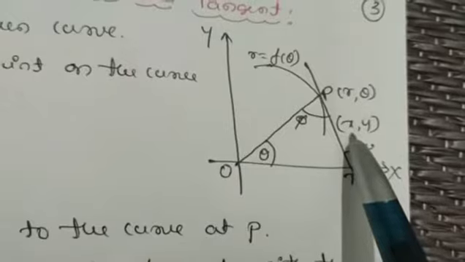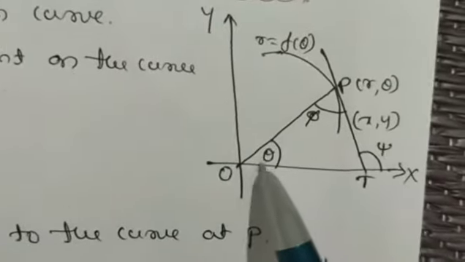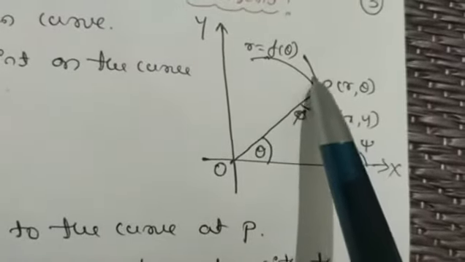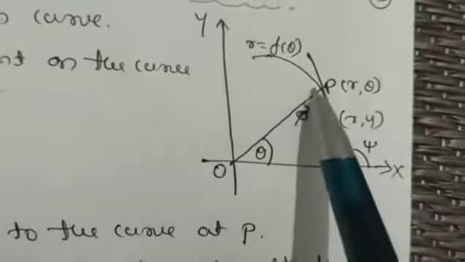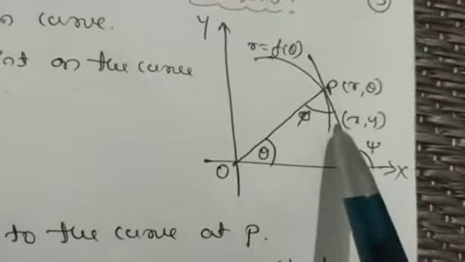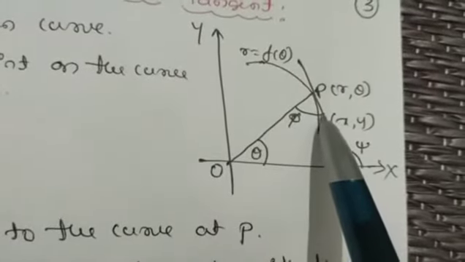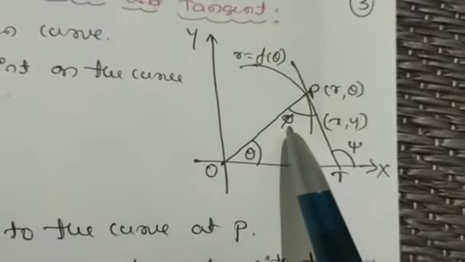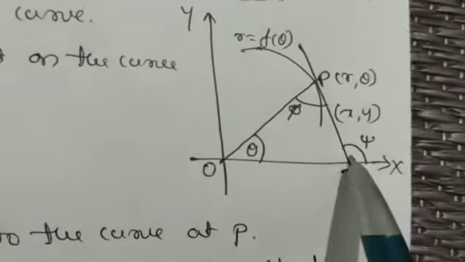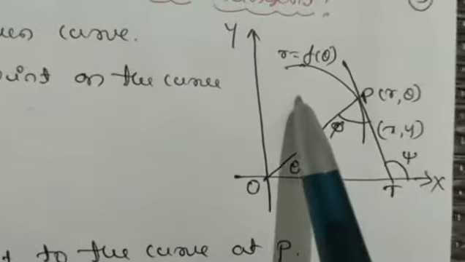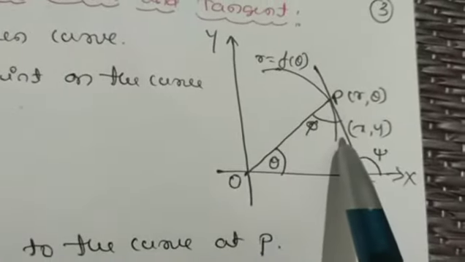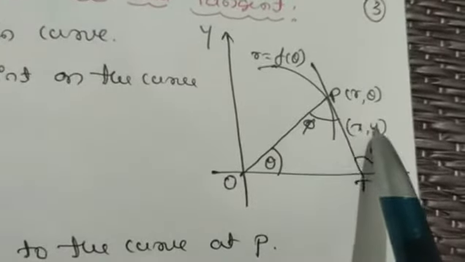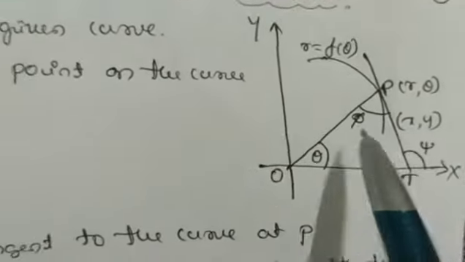In Cartesian form it is P of x comma y, and this is the angle theta. Draw a tangent to this curve at this point. This PT is a tangent to this curve, and the angle between the tangent and OP is phi, and this one we can take as xi. This is the curve r is equal to f of theta, and this is the curve y is equal to f of x, and these are the points x comma y.